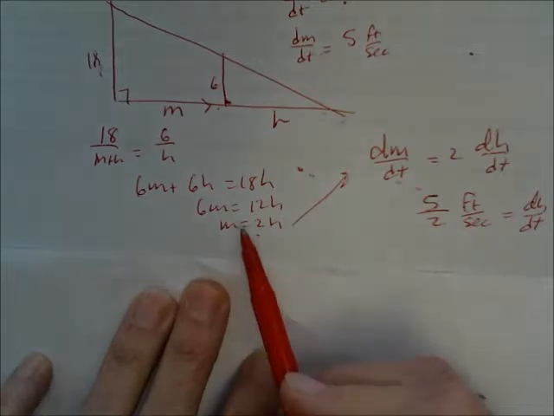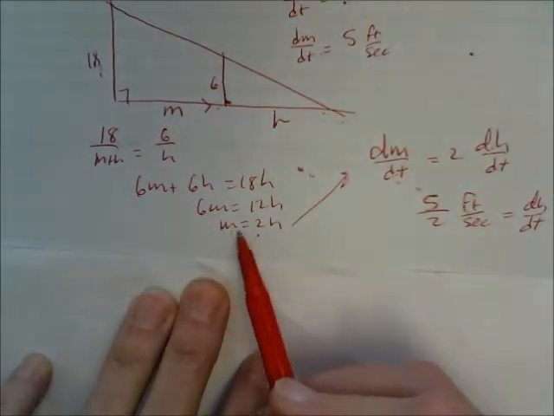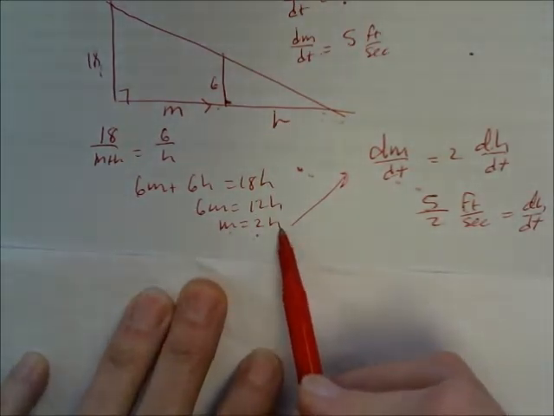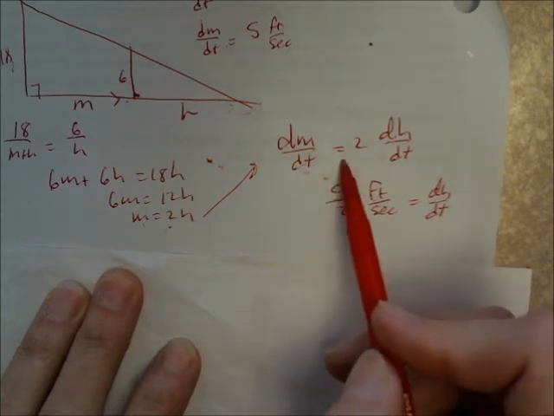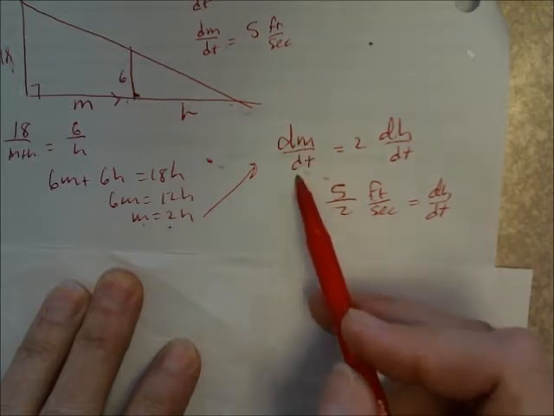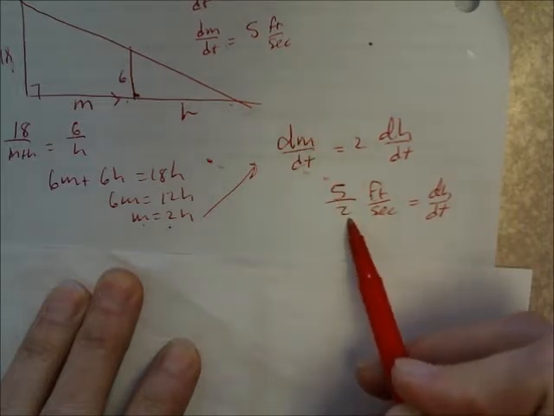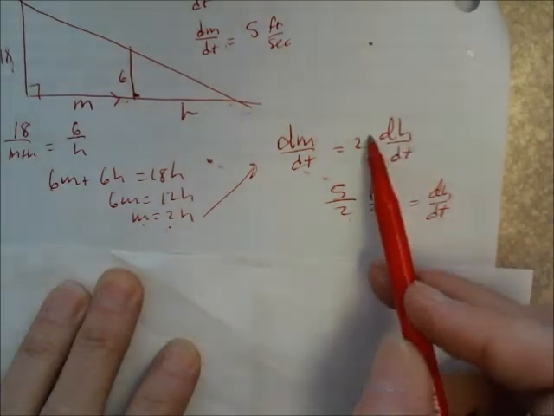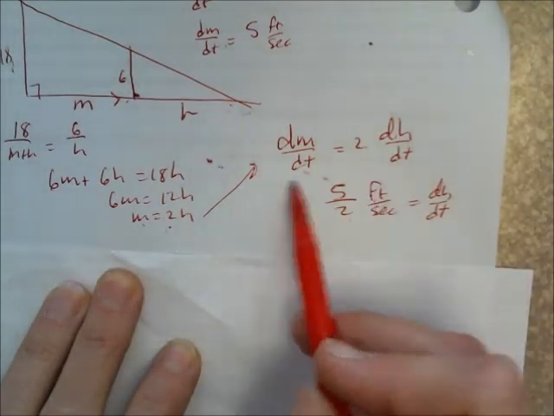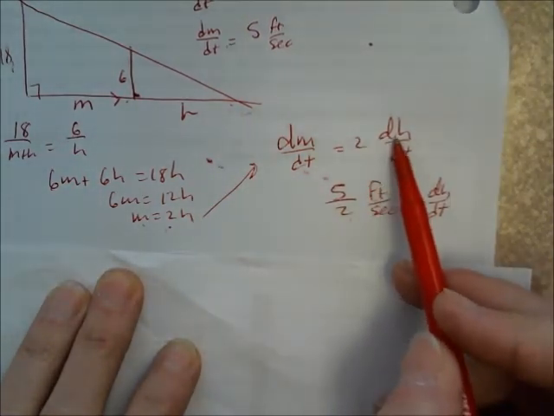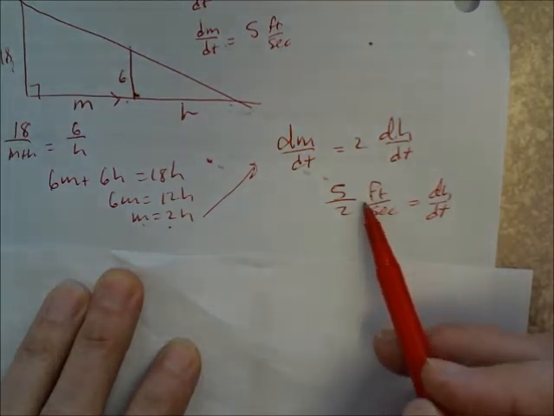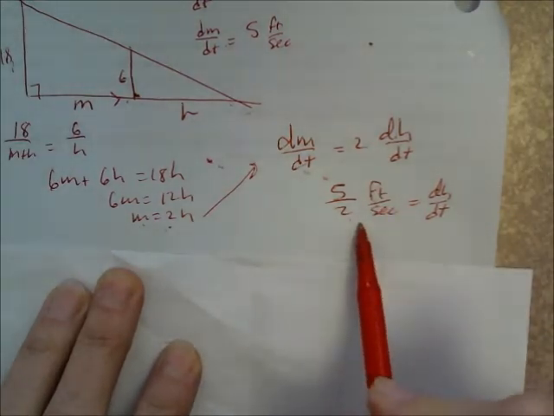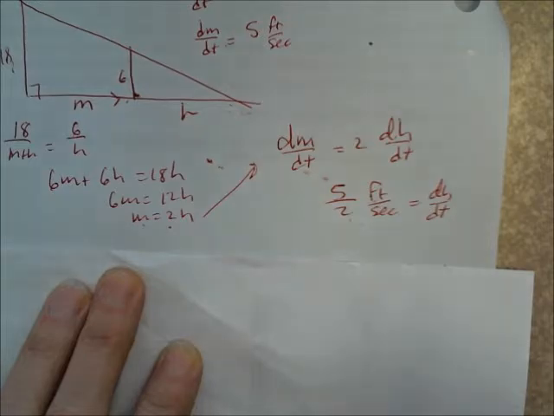And at that point in time, when you can relate the two variables in an equation, you take the derivative. And after you take the derivative, you plug in the information. dm/dt was 5. 2h, 2 dh/dt. So you divide both sides by 2 and you get 5/2 feet per second as the rate.